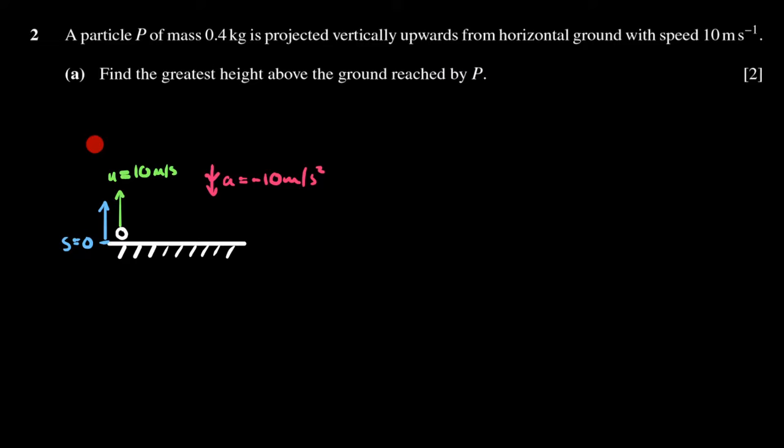The positive direction is going up, which means that our initial velocity, which is 10, is positive because it's going up. Whereas acceleration is negative, right? Because acceleration due to gravity is always going down. Where is the maximum height?